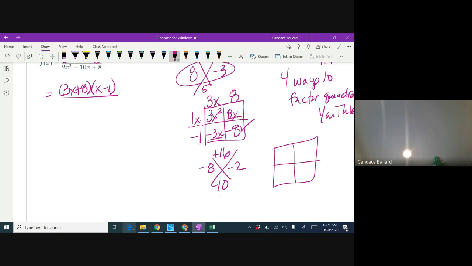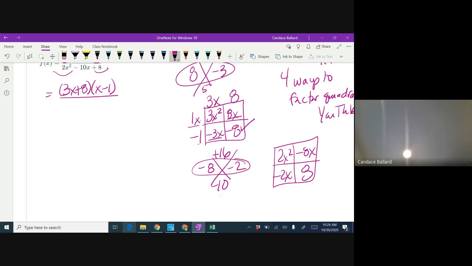All right, so top left-hand corner of that box is going to be the 2x squared. Bottom right is the 8, and the reason we're using the box is because we have a leading coefficient. And then I've got negative 8x and negative 2x. Two numbers that multiply to 2 would be 2 and 1, according to my box.